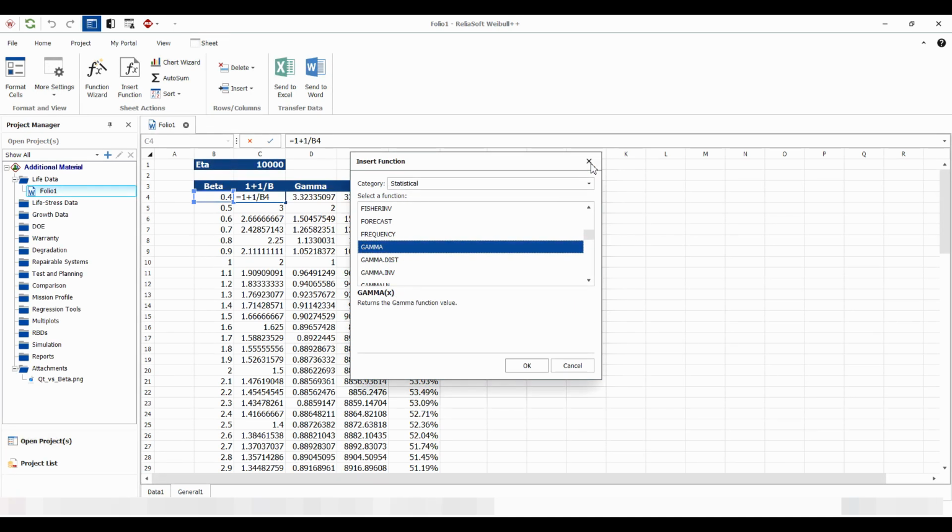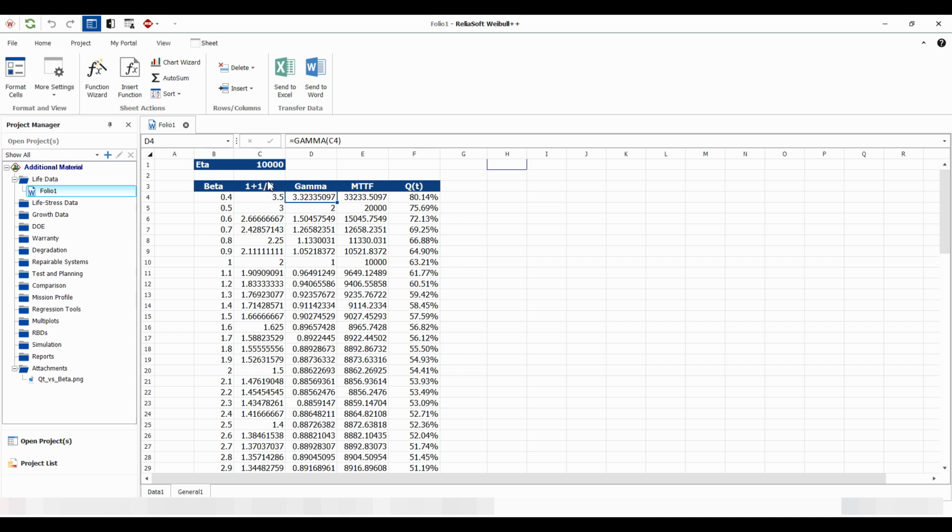By doing that, as we've done here, we simply calculate the gamma function of our cell 1 plus 1 over beta. Once we've done that, we've seen from the formula in the previous video that the mean life is simply eta multiplied by the gamma function of 1 plus 1 over beta. So we've calculated the mean life, and the last element is inserting the probability of failure of the Weibull function, which will take into account the various betas, will be calculated at the various mean lives, and taking into account also the scale parameter, which is fixed.